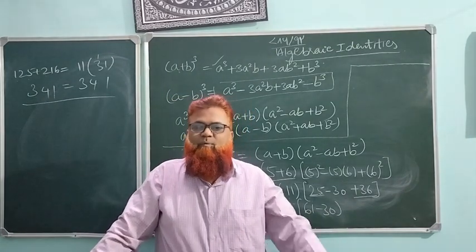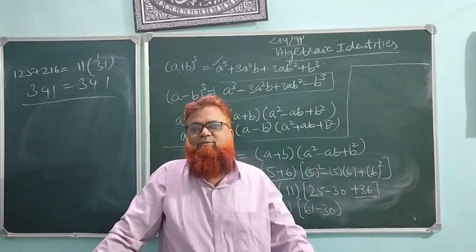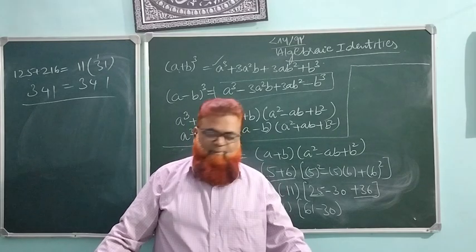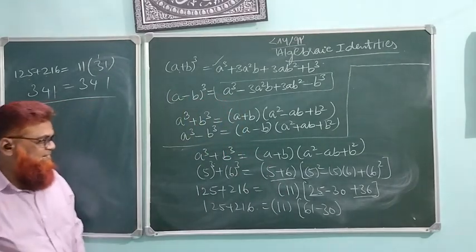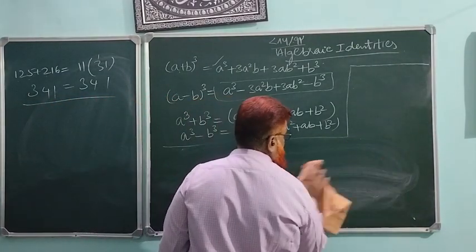This is what we proved, that the identity a cube plus b cube is equal to a plus b into a square minus ab plus b square. Similarly we can prove the next identity, a cube minus b cube.